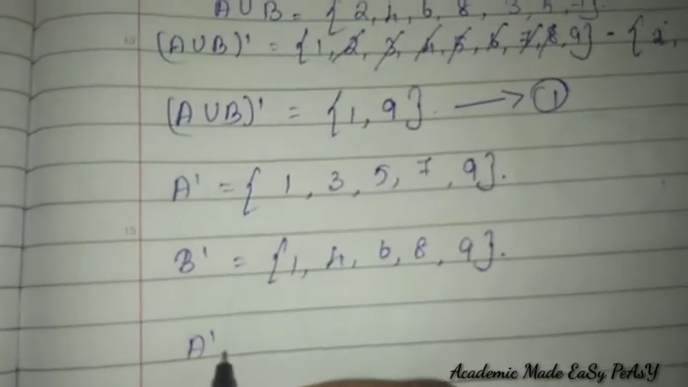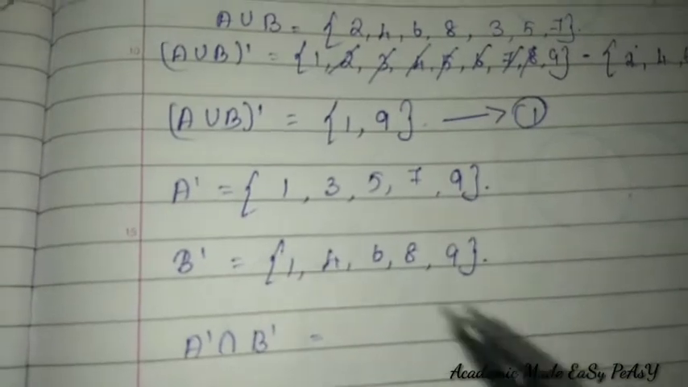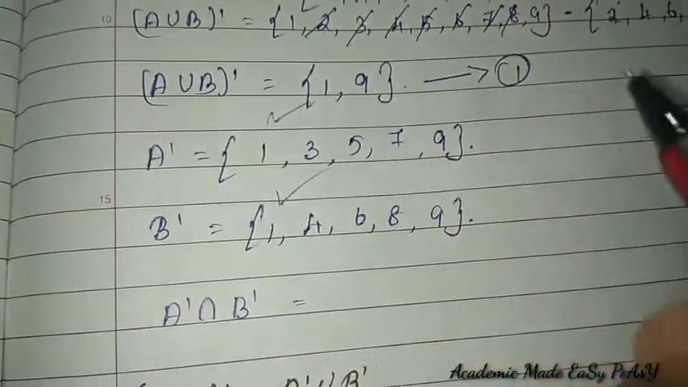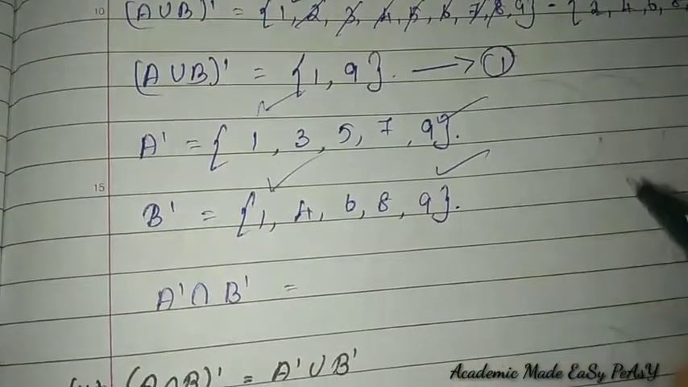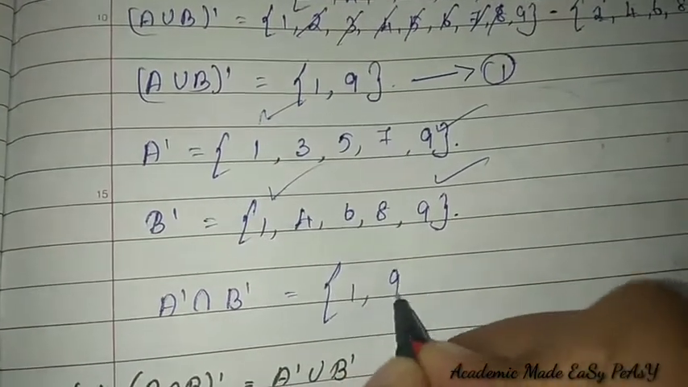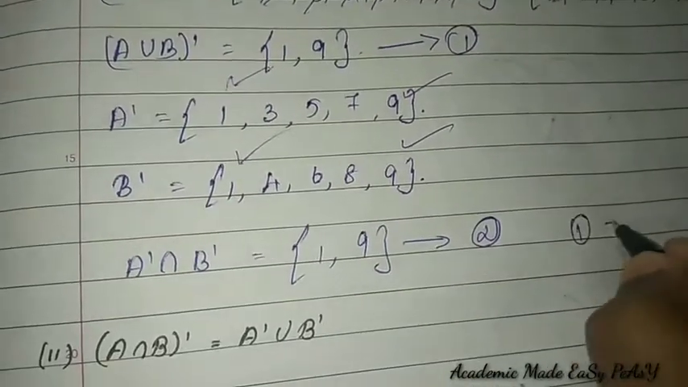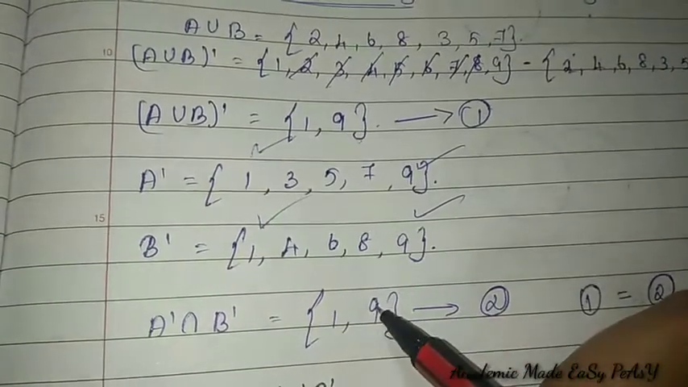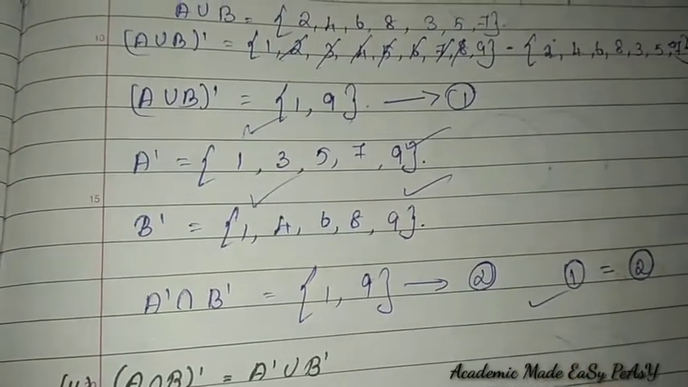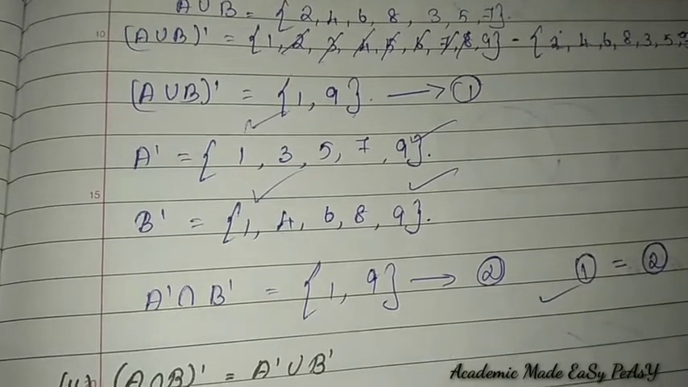So now what is my A' intersection B'? What all is common I have to check. So 1 is here as well as here. 3 no, 4 no, nothing. So 9 and 9. So therefore {1, 9}. So let this be equation 1 and 2. So equation 1 is equal to equation 2. See here {1, 9}, {1, 9}. So therefore hence verified. This is the De Morgan's law which we saw, isn't it?